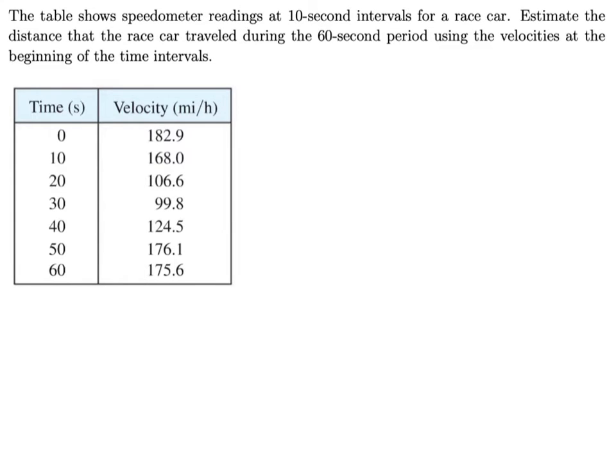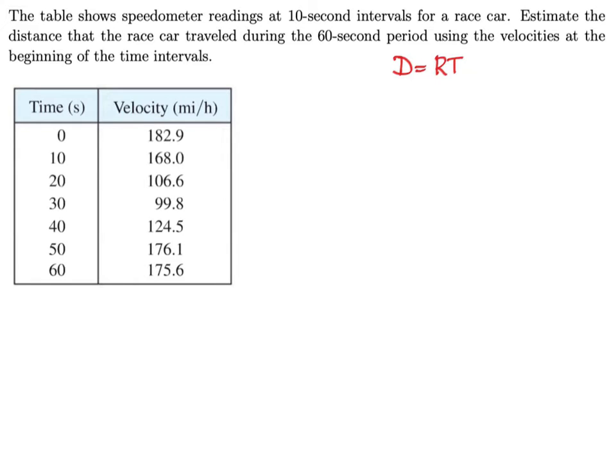All right, so we're going to use this information to estimate the distance that the race car traveled during the 60-second period. So see, there's 6 time intervals, each of them 10 seconds long. So it was a 60-second race. So we're going to get the whole distance traveled during that 60-second race using the velocities at the beginning of the time intervals. So what that means is we're going to use the equation distance equals rate times time.